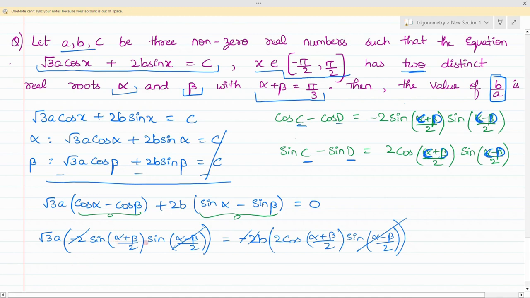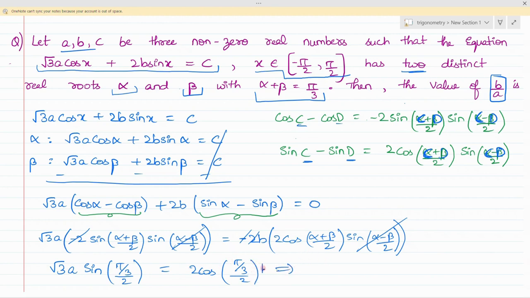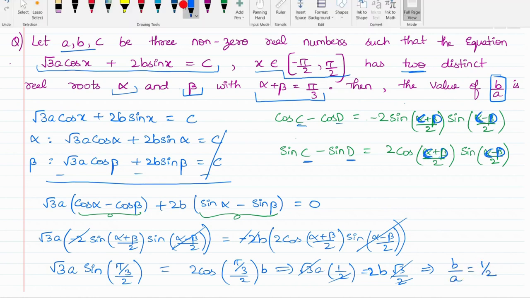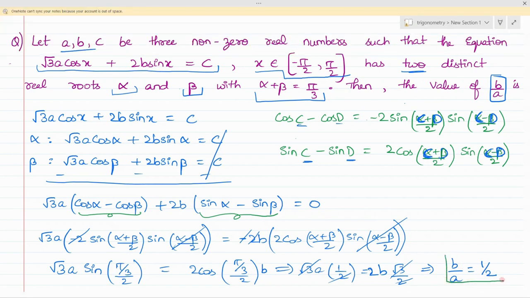And substitute alpha plus beta equal to pi by 3, which is given in the question. It becomes root 3a sin pi by 3 by 2 equal to 2 cos of alpha plus beta, that is pi by 3 by 2, and b is left over here into b. Root 3a sin pi by 6. Sin pi by 6 is half, equal to 2b cos pi by 6, which is root 3 by 2. So root 3 cancels, 2 and 2 get cancelled. So from here we can find the value of b by a, which is nothing but half. So the required answer to this question is 1 by 2.